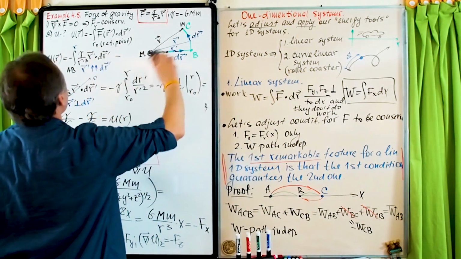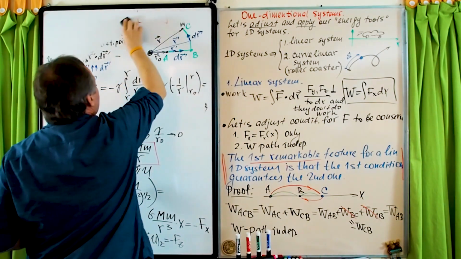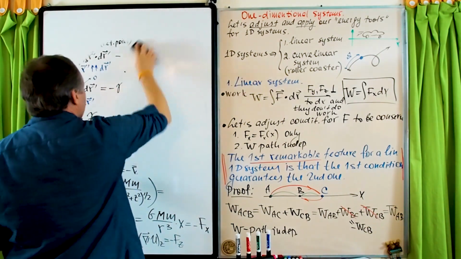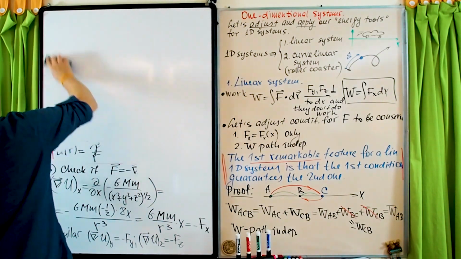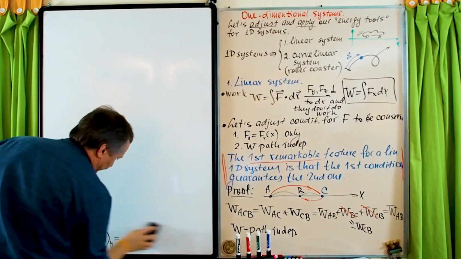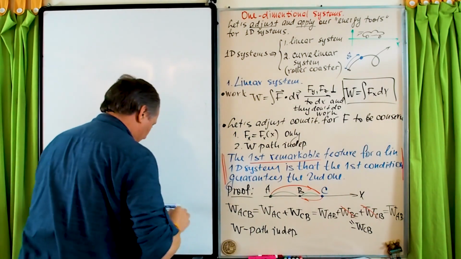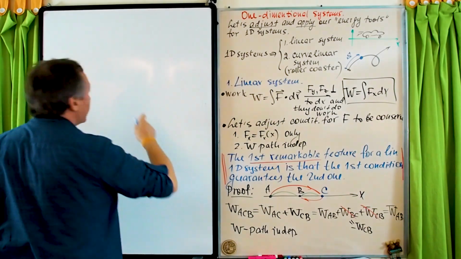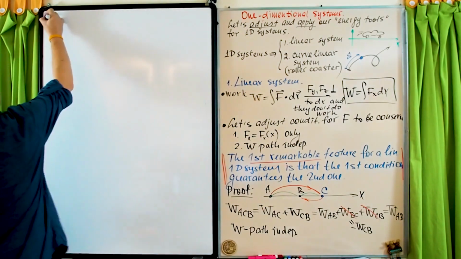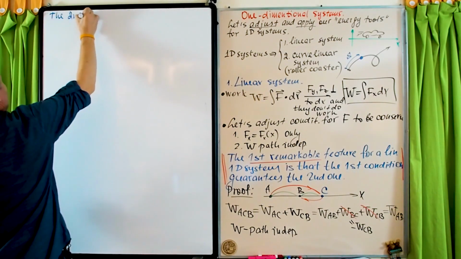All right, so let me erase this. And after that, there will be the third remarkable feature. And then, of course, example where we will use some of them. So I use blue. Okay, so the second remarkable feature. The second.